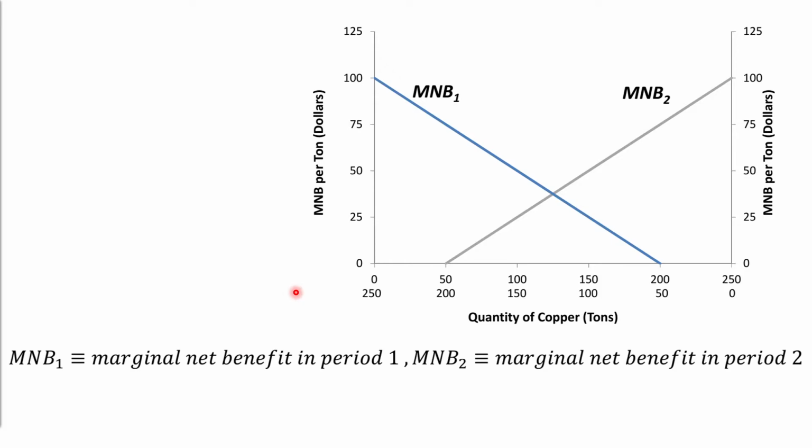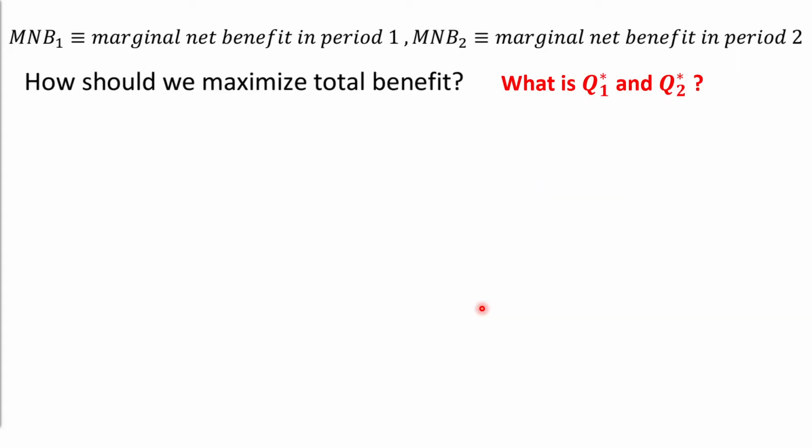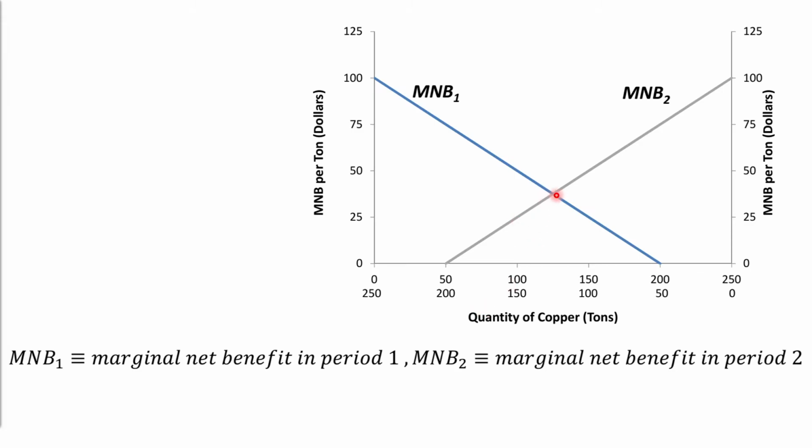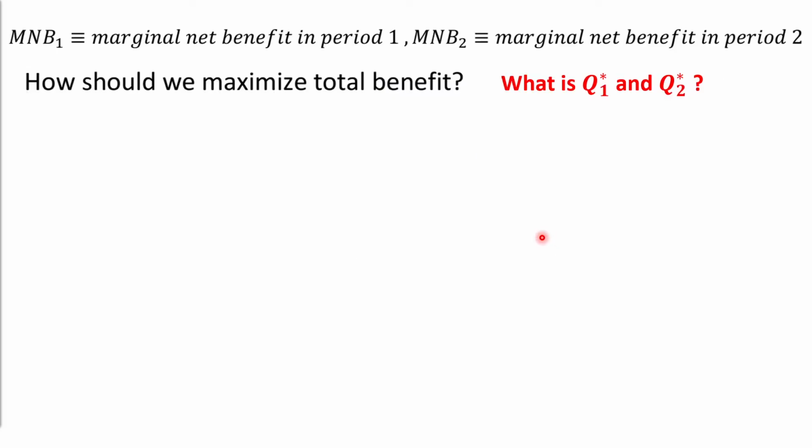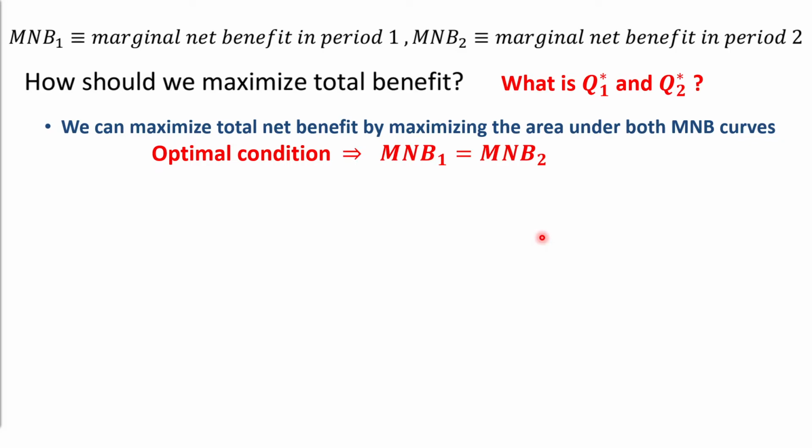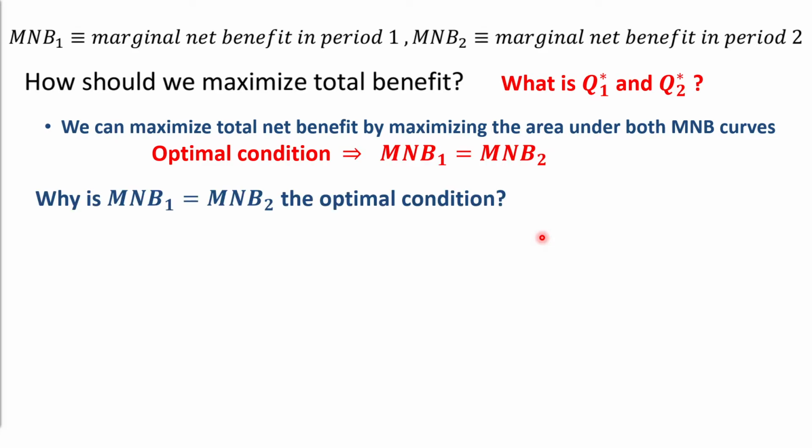So the question is, where along this graph should be the optimal allocation? Should we give the first period 100 and the second period 150, or another combination? How should we maximize it? From the graph it is obvious. If you had to guess, obviously that's going to be the intersection. We can maximize total net revenue by maximizing the area under both marginal net benefit curves. So the optimal condition is marginal net benefit 1 equals marginal net benefit 2. But let's think about why that might be.